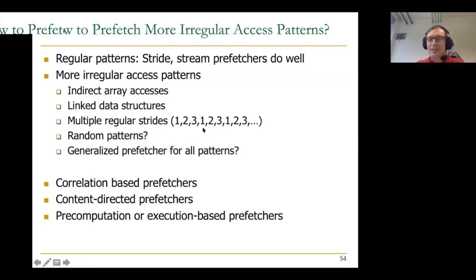These are actually relatively regular. I've already mentioned that, but these could be handled by adapting the earlier prefetchers that we discussed so that they can keep track of multiple regular strides, patterns and strides, let's say, or adapting what we're going to discuss next. So these actually fall somewhere in between. And then completely random patterns, can you prefetch them? We kind of discussed that, oh, if you're execution-based, maybe you can prefetch completely random patterns, right? And then can we come up with a generalized prefetcher for all patterns? Or do we need to have hybrid prefetchers, right? So I'm going to discuss three different types of prefetchers: correlation-based, content-directed, and pre-computation or execution-based prefetchers. So let's jump into it.